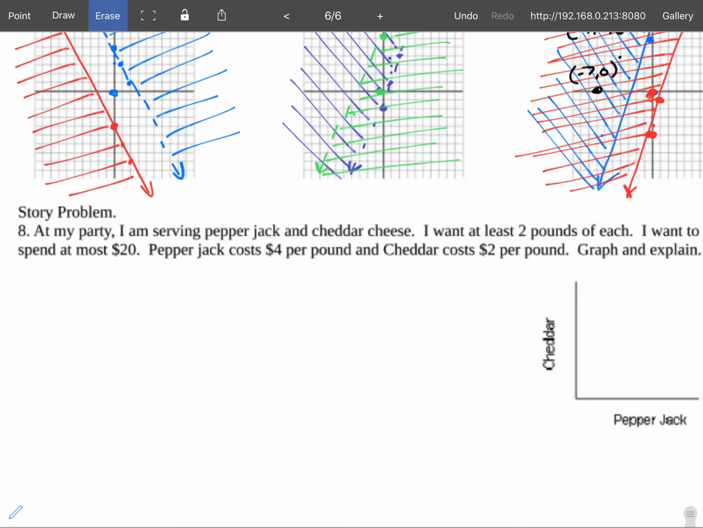Okay, so we got to do this one problem today. That's it. There's going to be no new lesson today other than this one problem.